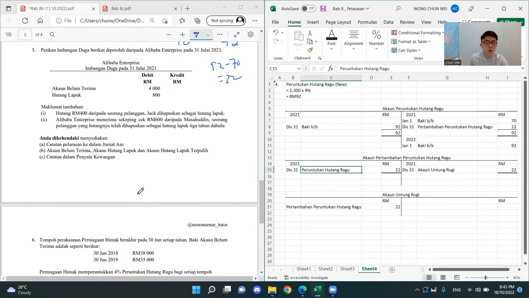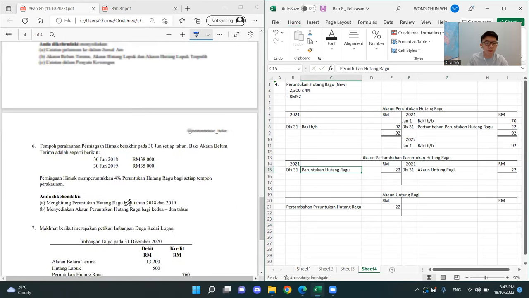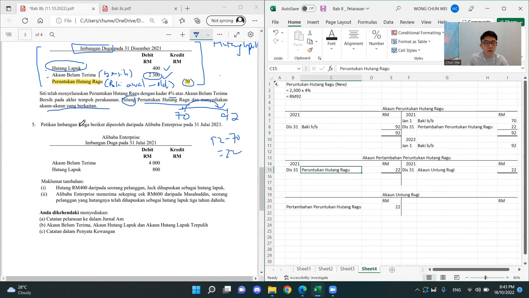All right, so now we look at question 5. So question 5, petikan imbangan duga, blah, blah, blah. Then there is maklumat tambahan. Dan anda digendaki menyediakan catatan pelarasan ke dalam jurnal am. We have to do jurnal am. Lepas tu, we have to do this 3 account. And last, you have to do a catatan dalam penyata kewangan. Penyata kewangan meaning there is an account untung rugi and also PKK. All right, so question 5.